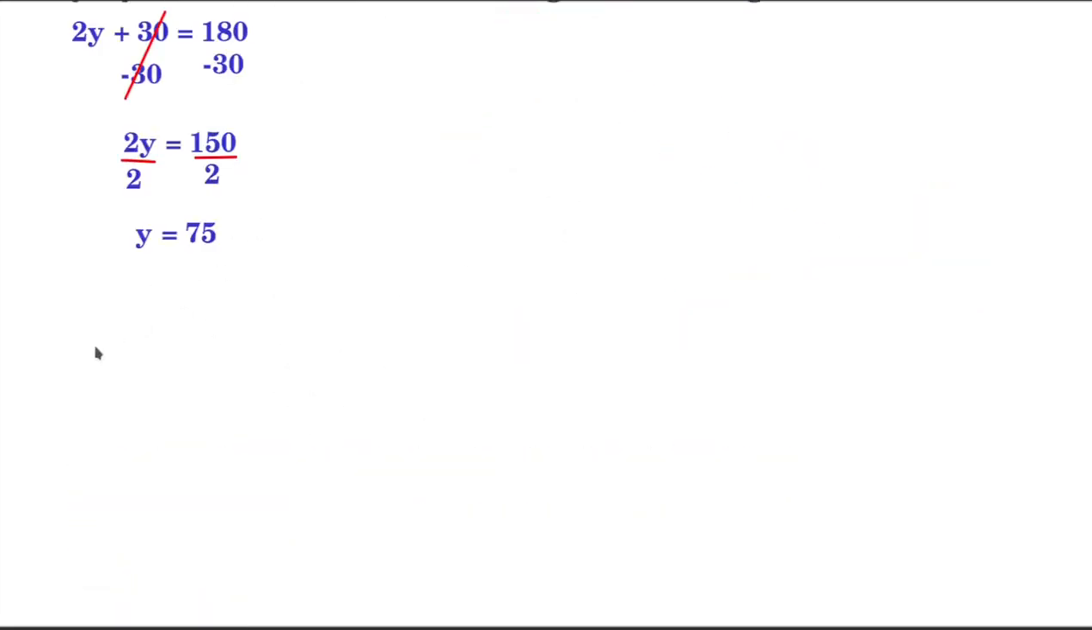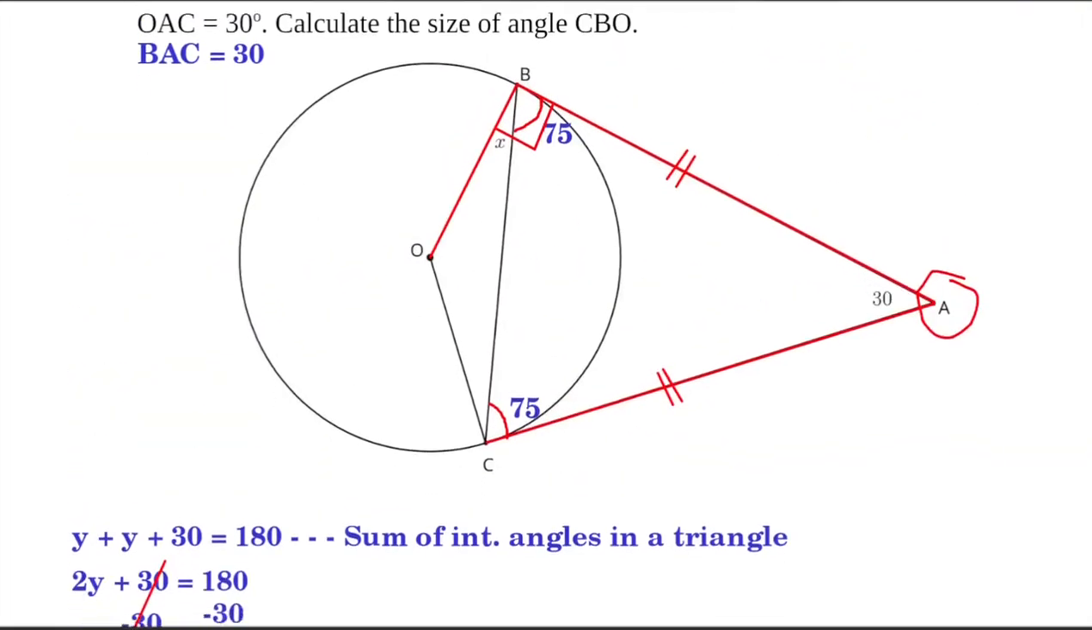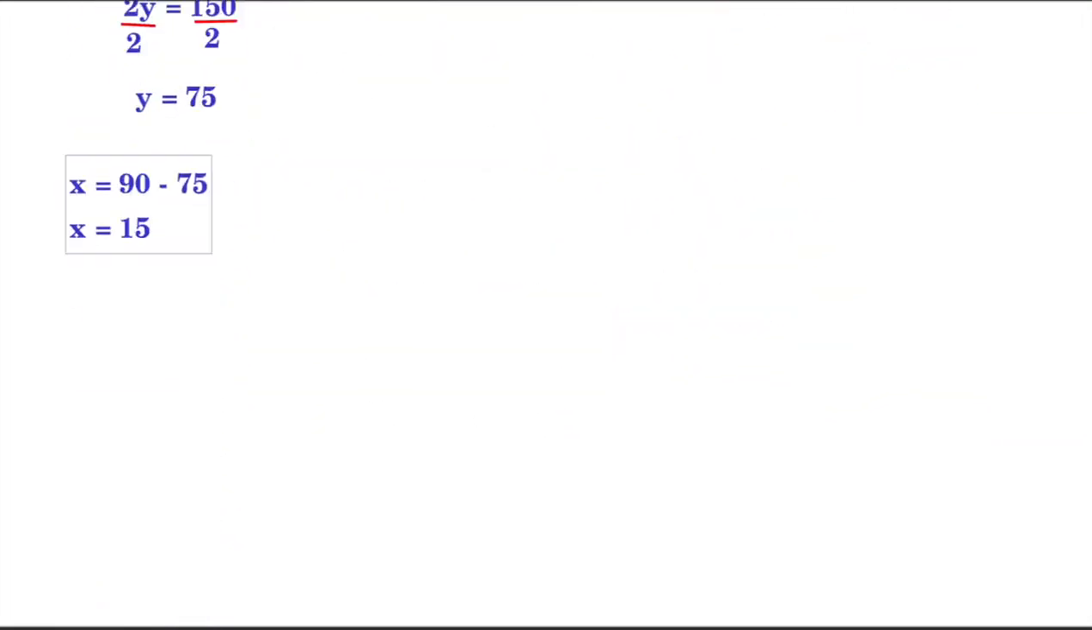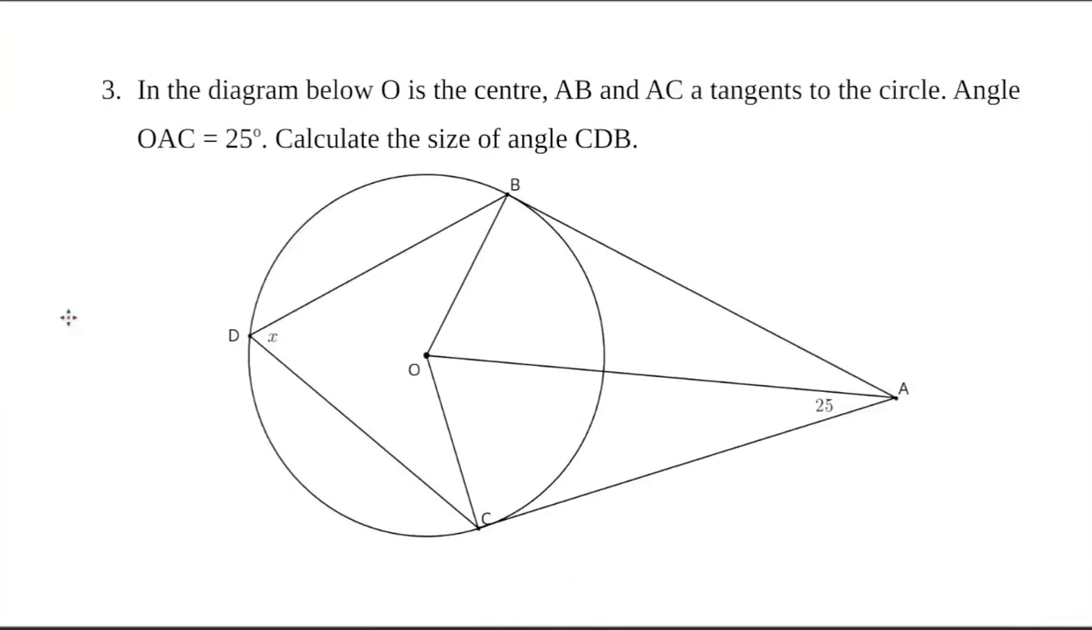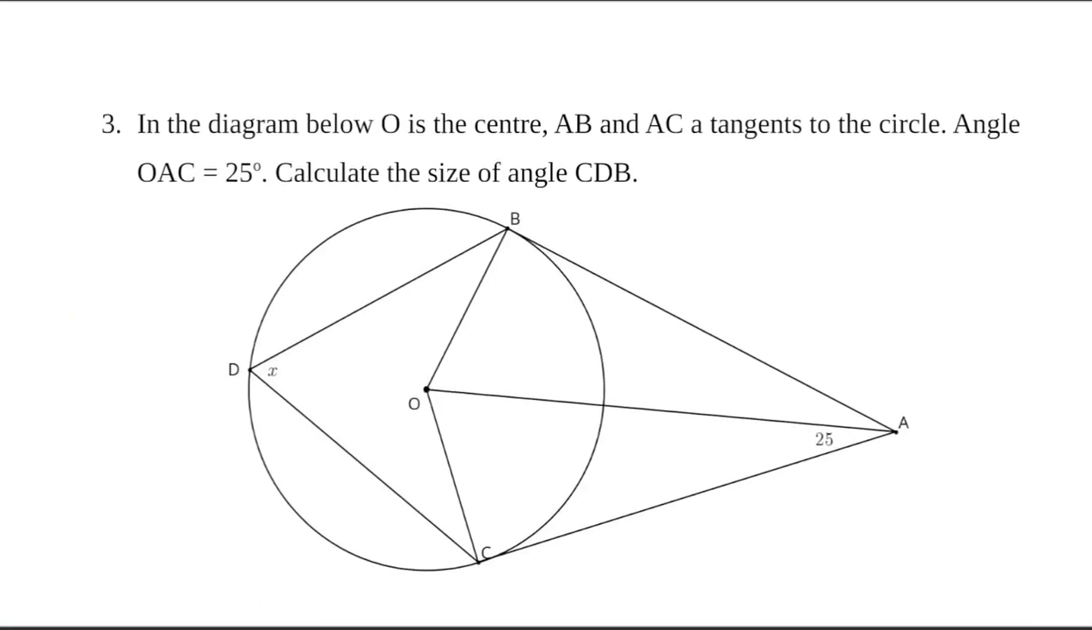So your x is going to be equals to 90 take away 75, which is going to give us x is equals to 15 degrees. That's the value of the required angle there. Now let's do our last example for this theorem.